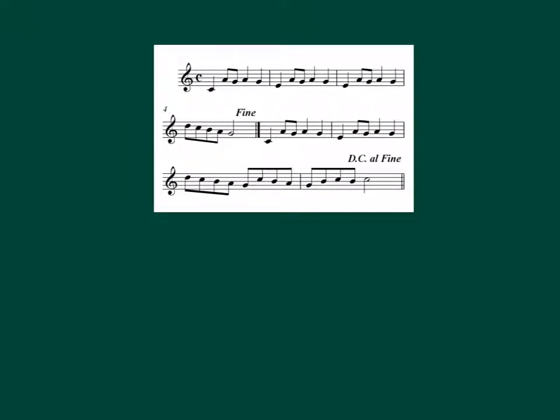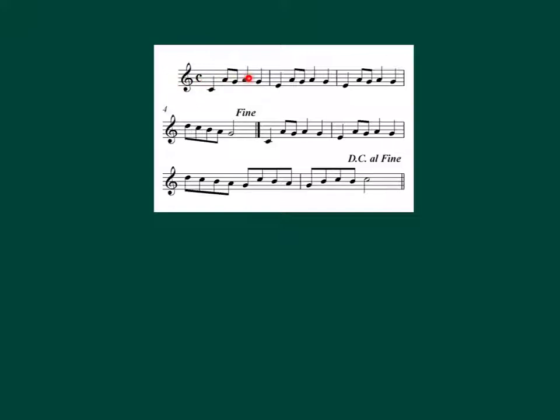Another version of a repeat section is a DC al fine section. This does not have a repeat sign on the piece of music. DC al fine is da capo, al fine. It is Italian. Fine means end. So da capo would mean go back to the beginning, play until the fine, and then you would end there.